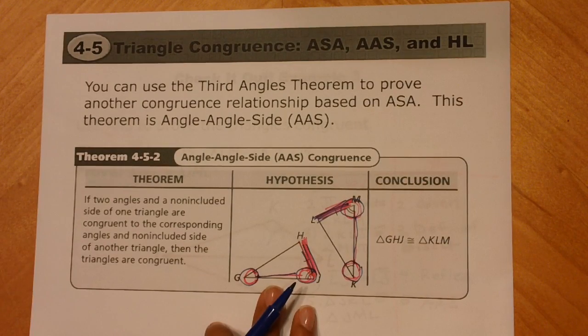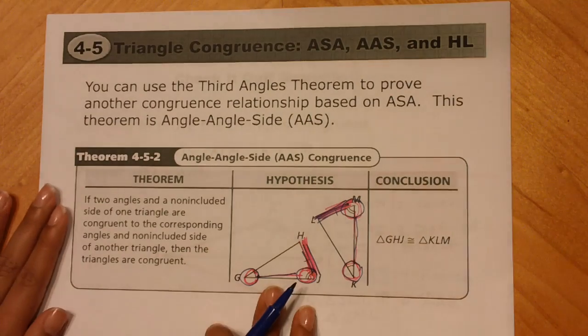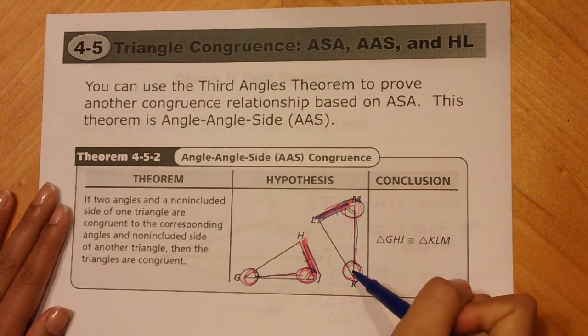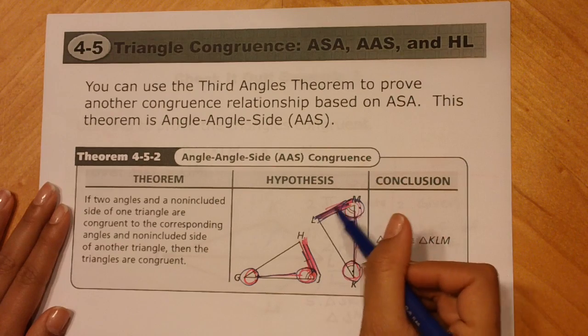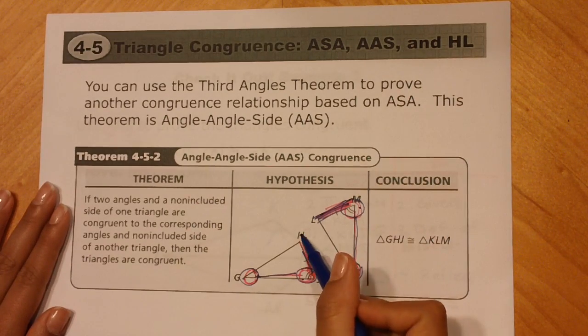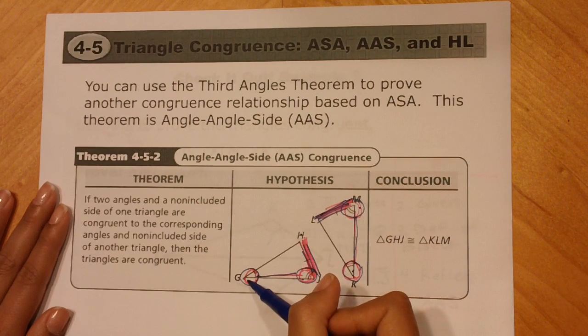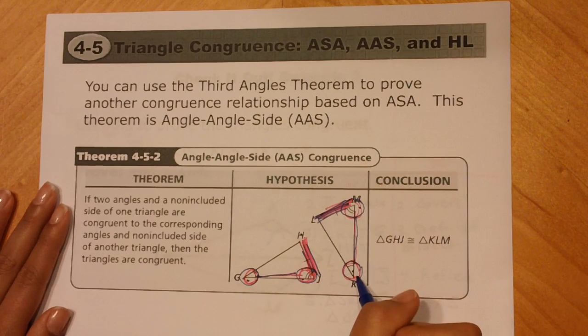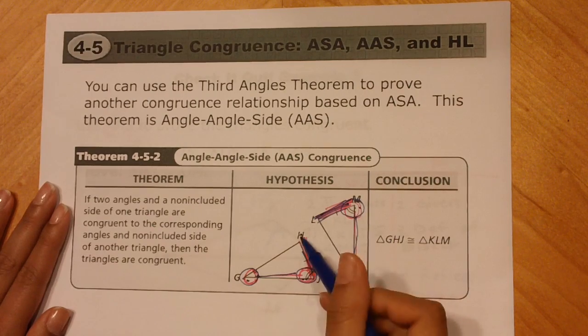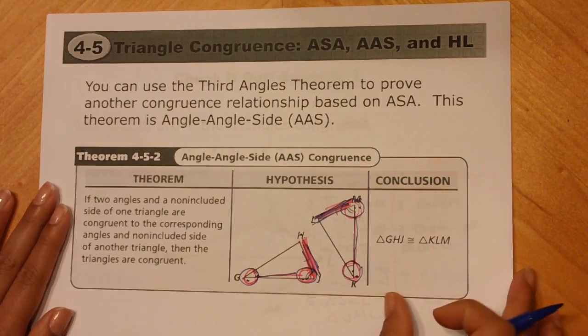The next theorem that we're going to talk about is the angle, angle, side theorem. And this has to be in order. You have to talk about two consecutive angles and then the following side. The first angle that you talk about over here has to be the same as the first angle you talk about here. And then the two following are going to be the same measure, and then the next side has to be the same length.